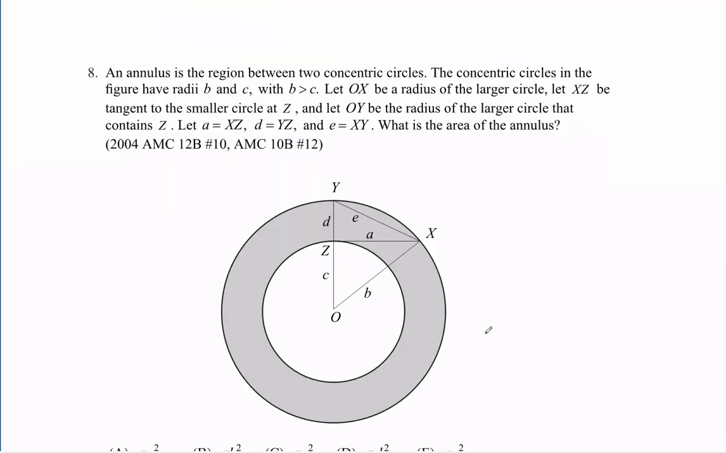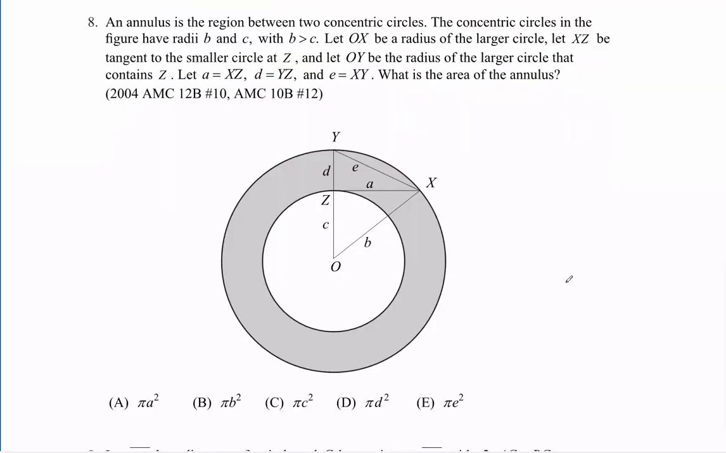Number 8. All right, we have an analysis of the ring, right? The ring up here. This is the center, and we said concentric. So we're going to express the shaded region in terms of A or B or C or D.